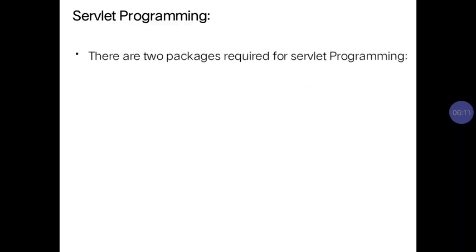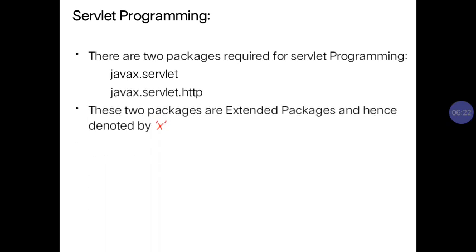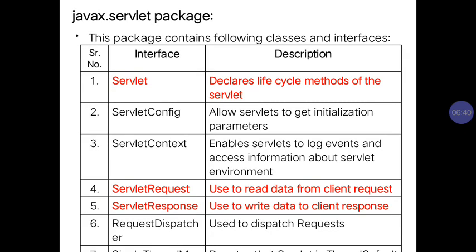For the programming of servlet, we can use two packages. The first one is javax.servlet and the second one is javax.servlet.http. We can see here these two packages are extended packages, that's why they are denoted as x. Before, packages started with java, now these packages are javax because these are extended packages. And for this programming, the Apache web server is used. Now we are going to see these packages.